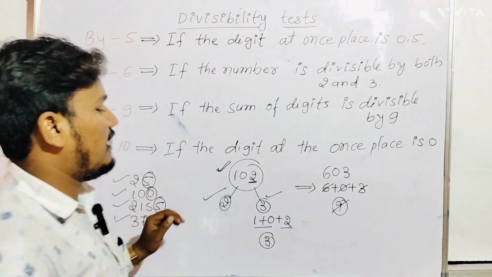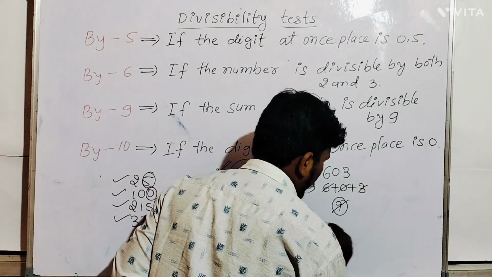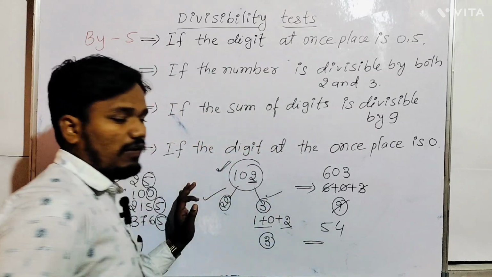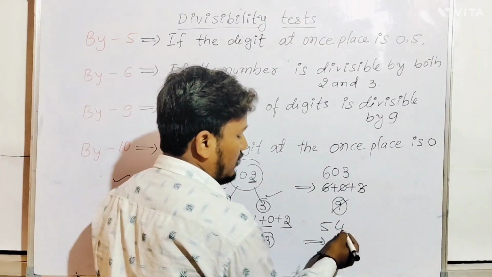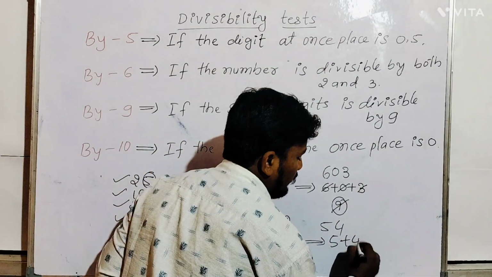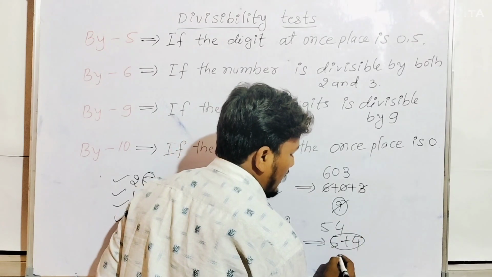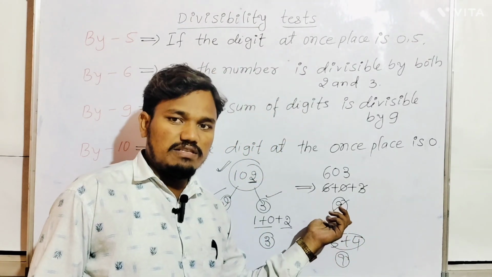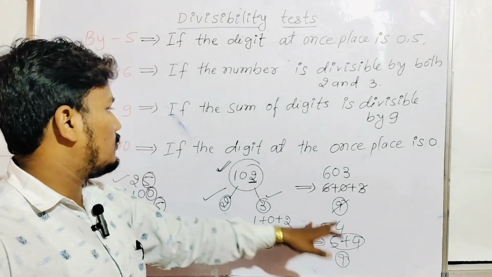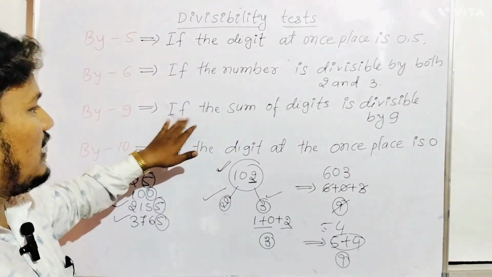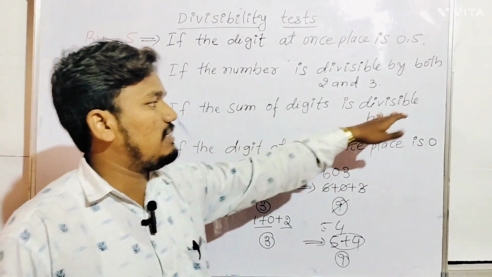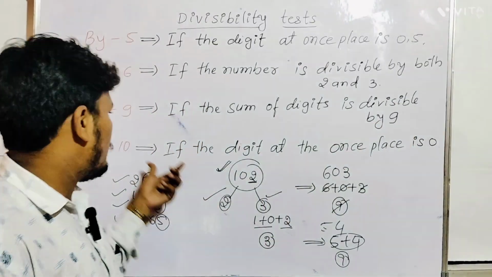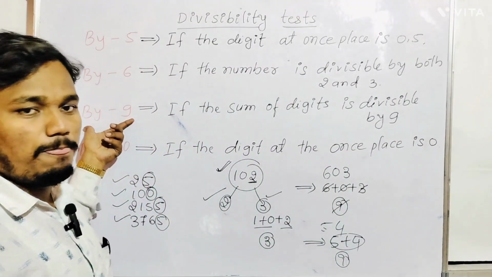Okay, so now take another example. For example 54 is there. Okay, so 54, now add 5 and 4 digits. So that is 5 plus 4. Now 5 plus 4 how much? 9, means it is divisible by 9. That's why 54 is also divisible by 9. Understood? So this is what the by 9 rule says. If the sum of digits is divisible by 9 then that whole number will also be divisible by 9.